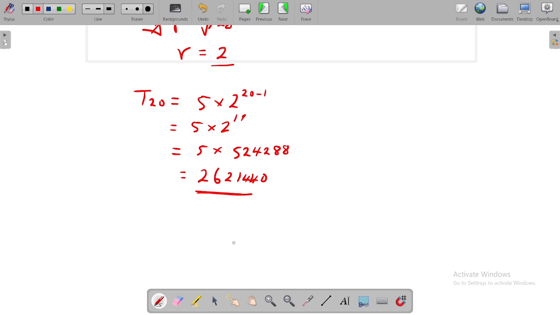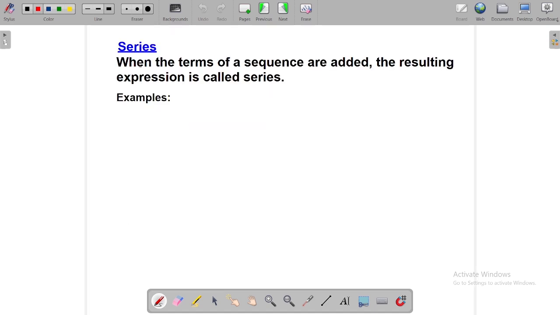I want us to go to series. Series is very important. It will be the conclusion of this sequence and series. Let's go to it. Series. Now let's understand this series.